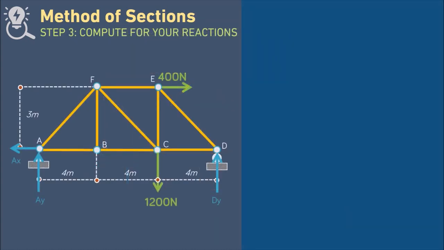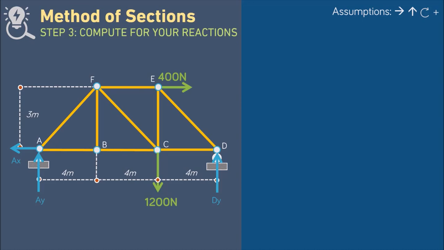The third step is to compute for your reactions. Remember, in method of sections, it is assumed that you already know the values of other truss members, especially support reactions, since you are just retrofitting or adding into an existing truss. So it's alright if you compute for your reactions first. I have assumed that all forces going to the right and all forces going up are positive. Also, clockwise rotations are assumed to be positive.